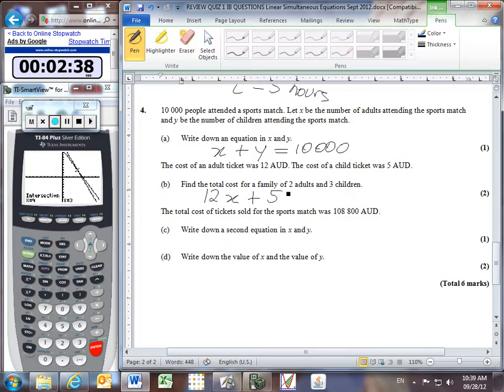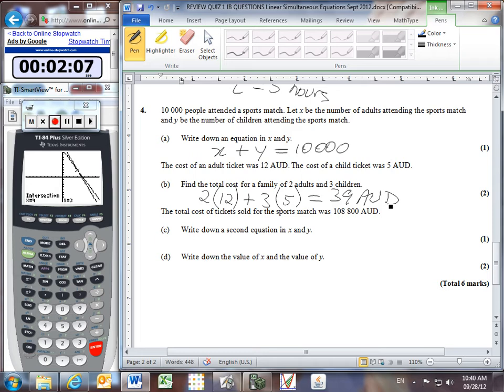Similarly, we have $5 received for each of our child tickets sold, and that gives us a total, I'm solving the next question. Let me back up a bit, sorry about that. First I've got to just find out the cost of a family of 2 adults. So 2 adults at $12 each, 3 children at $5 each, and that gives you a total of $39 for the whole family to attend the sporting event.